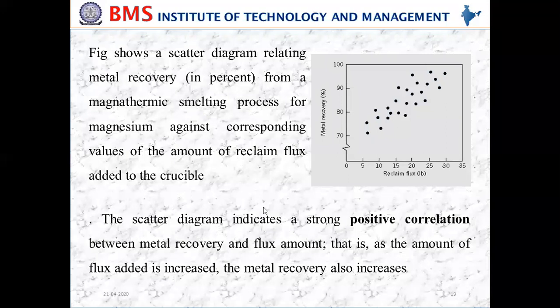So that is the scatter diagram, and you may have a negative correlation, or sometimes you may not have any relation at all. If the dots form a circular pattern, that shows there is no relation at all. So you may have positive correlation, negative correlation, or no relation.